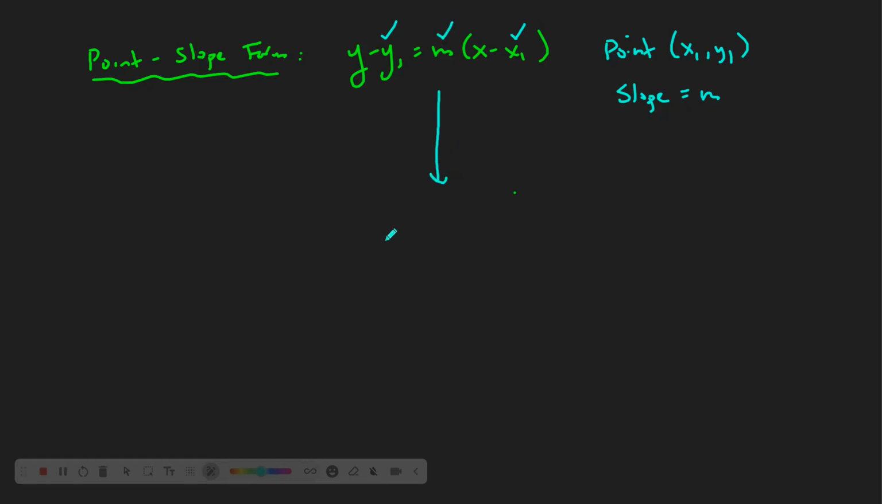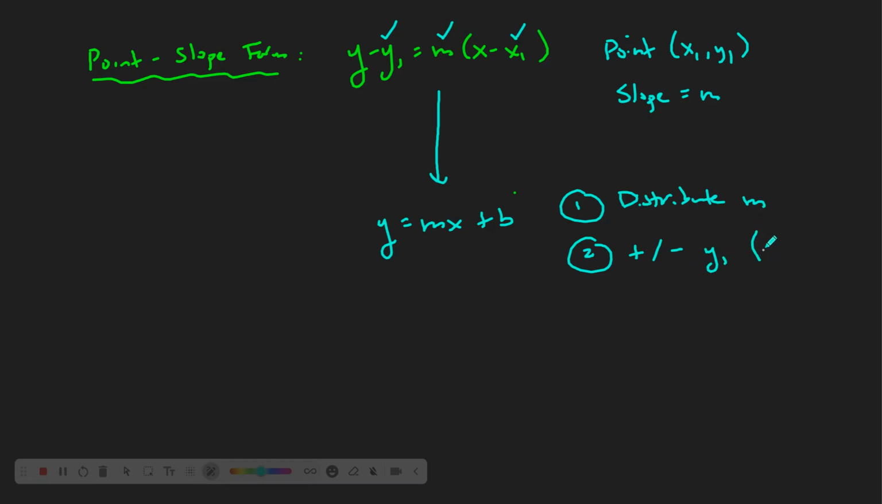And your goal is to eventually simplify this into slope-intercept form. To get this into slope-intercept form, it takes 2 steps. The first step, you're going to distribute the m. Notice that slope-intercept form has no parentheses, so we need to get rid of those parentheses on the right side. And then the second step is we need to get y by itself. So we have to either add or subtract the y1 from the left to the right. Again, the goal is to get y equals, y all by itself.